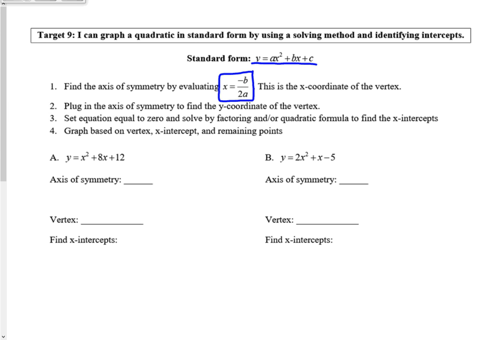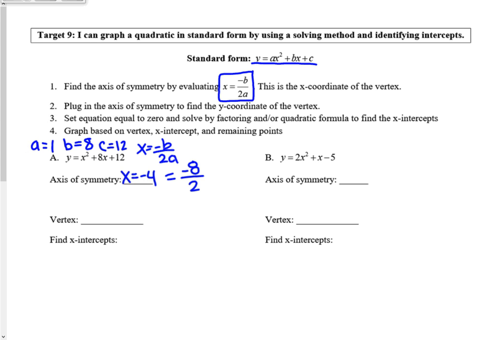So my axis of symmetry, starting on A, we need to use our x equals negative b over 2a. Remember, our a value is the number in front of x squared, your b value is in front of x, and your c value is your constant. So for negative b over 2a, I'm going to have negative 8 over 2 times 1, which is 2. So negative 8 divided by 2 is negative 4. And we'll always write our axis of symmetry as an equation. It will always be x equals.